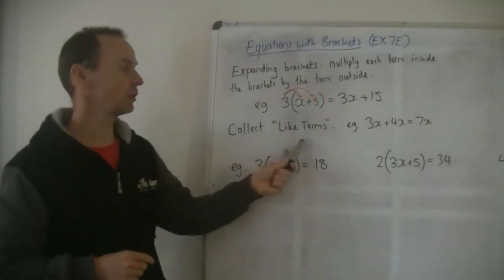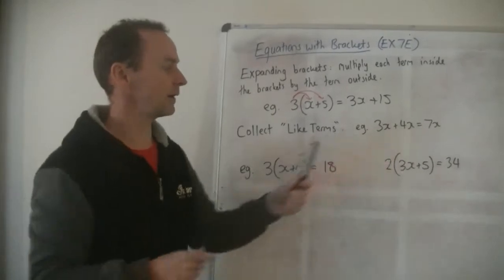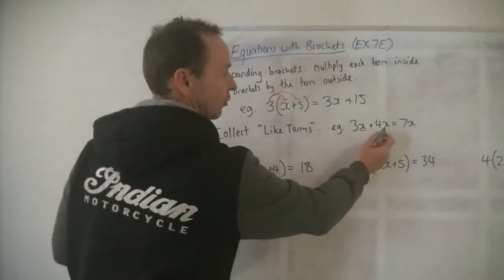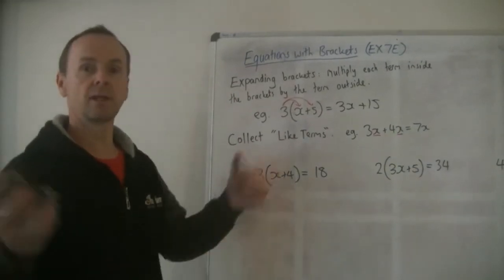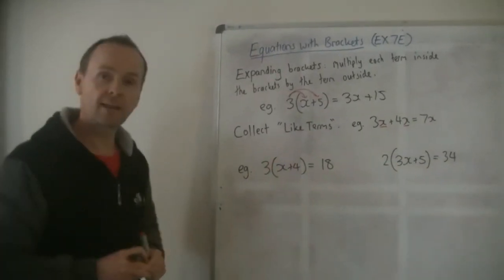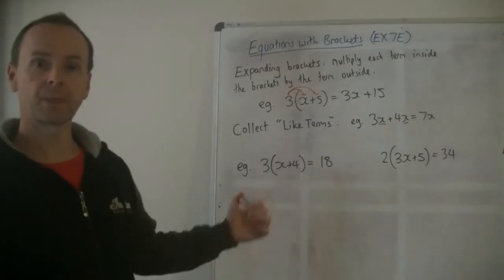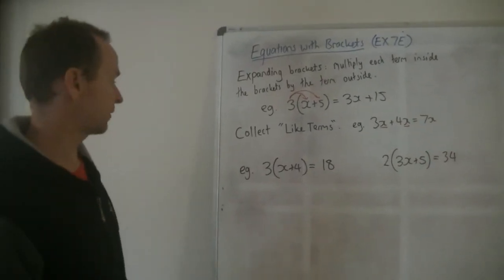And the next thing you need to know are like terms. So if you've got 3x plus 4x, they are like terms because they're both x terms, is equal to 7x. And same if you've got numbers, 2 plus 7 is equal to 9. Alright, now we're ready to do the examples, and then it's up to you to do the rest.